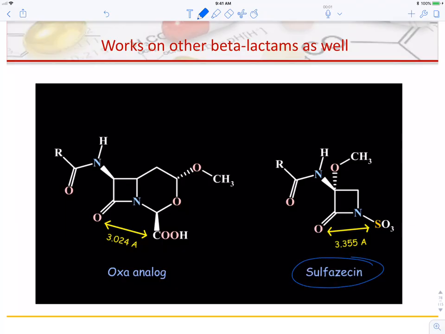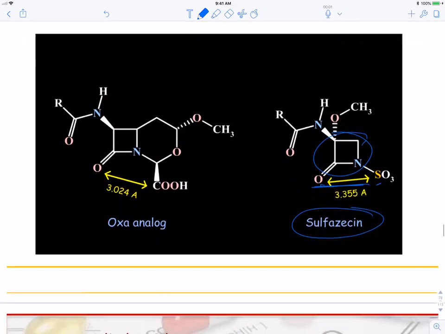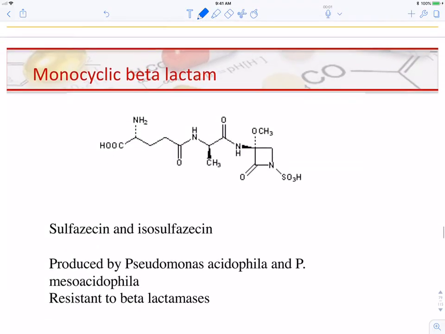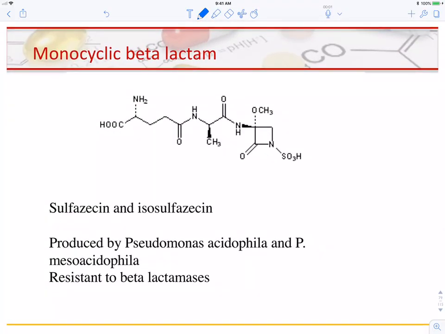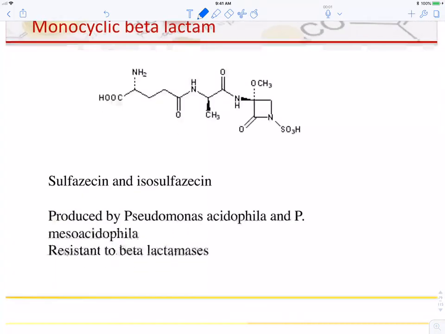For example, this one called sulfazecin, which contains only the beta-lactam ring, no fused ring. But again, we have the distance between the two groups that is below 4 angstroms. We do have some monocyclic beta-lactam derivatives, and those tend to be resistant to beta-lactamases. They're all natural products, but they also can be produced by synthesis.